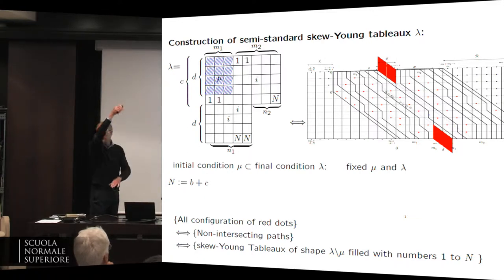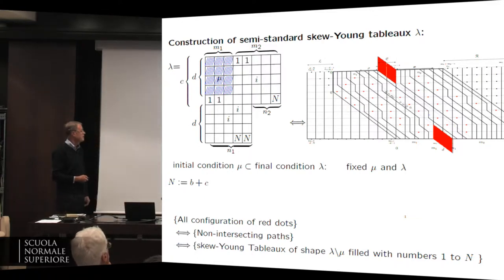N is a number of levels. So that means you have a semi-standard skew-Young tableau of which the shape is fixed, and of which this part is fixed also. So now it's an amusing exercise. Just fill it up with numbers from 1 up to capital N, N being a number of levels. Fill them up.